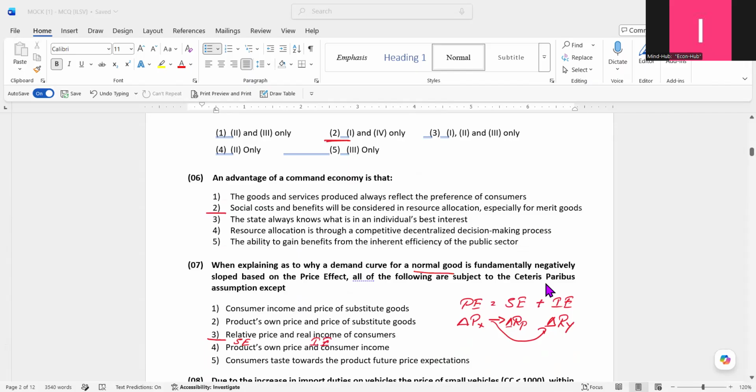An advantage of a command economy is that. Okay. So I've chosen answer number 2 for question 6: social costs and benefits will be considered in resource allocation, especially for merit goods, things like education, healthcare. In a market economic system, we always compare the command economy with a market economic system when looking at the advantages and the disadvantages.